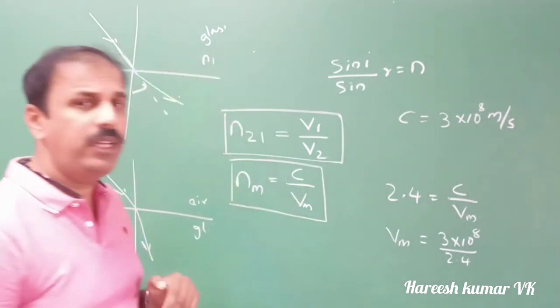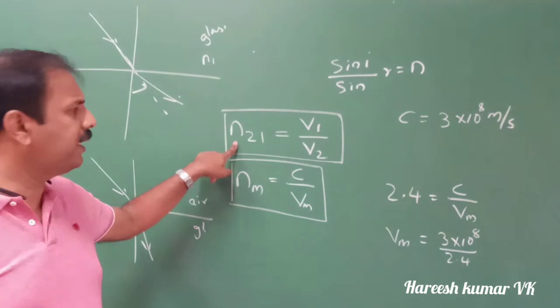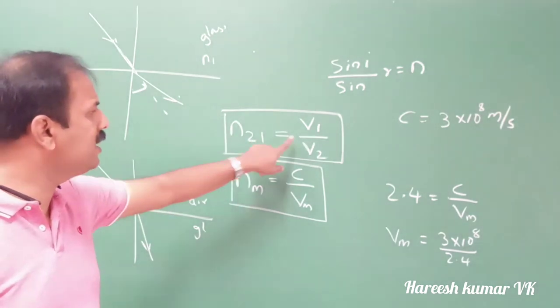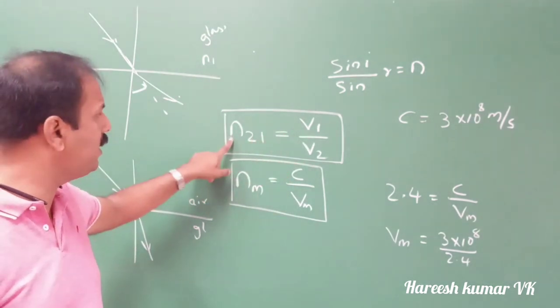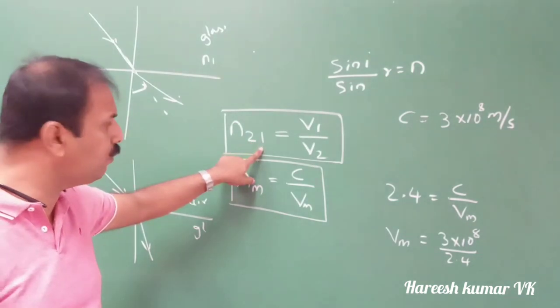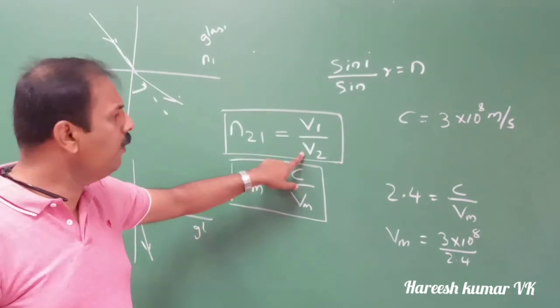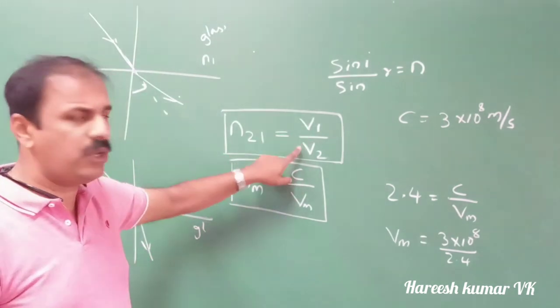Now, one more point which we have to discuss based on this one is where generally people will get confusion. This N21 is given by V1 by V2. That is, refractive index of 21 means refractive index of second medium with respect to first medium is equal to V1 by V2. Now, this is in terms of velocity.